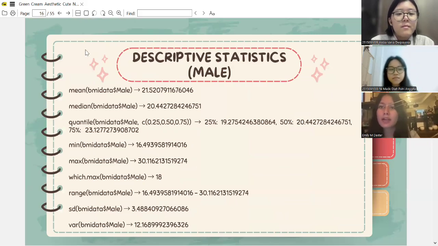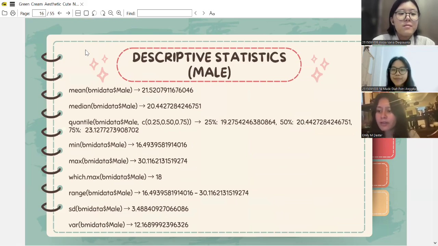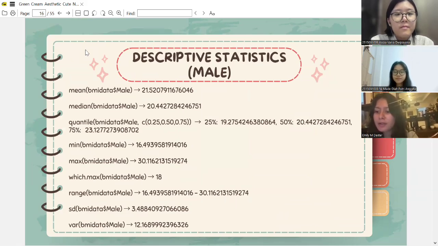So going into the commands for this project, for descriptive statistics, specifically the male category. The first, I'll be explaining the mean. This command calculates the mean or the average BMI value for the male participants. The result is approximately 21.52, which means that on average, male participants in our data have a BMI of around 21.5. This falls within the normal weight range.